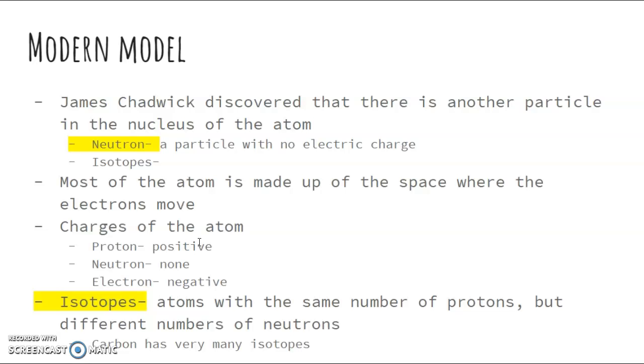And he also discovered what are called isotopes, which are atoms with the same number of protons but different numbers of neutrons. And carbon is a major example of this. It has many isotopes. So you have carbon-12, which has 12 neutrons. You have carbon-14, which has 14. And you have carbon-16, which has 16. And so on and so forth. And that's pretty much all I have.